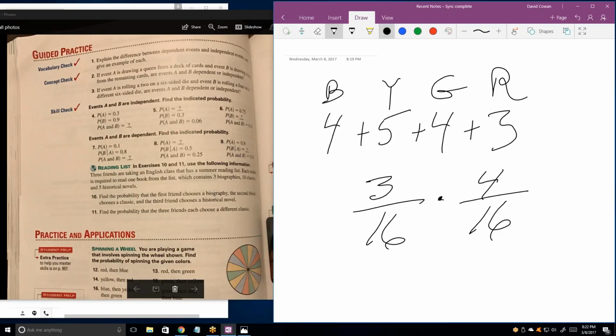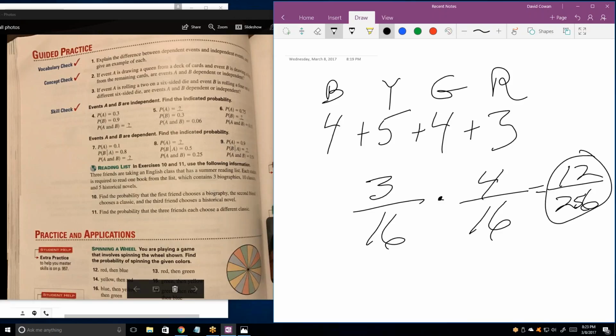Remember, with probability, you're always dealing with fractions. You never have a probability of 1.1. You're always dealing with fractions less than 1. So you know that when you multiply 2 fractions less than 1, they get smaller. This becomes 12 over 256. That's a very tiny fraction, as you would expect.